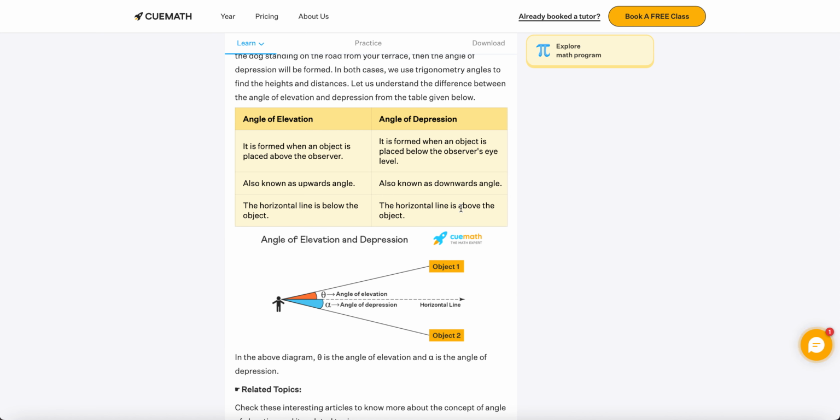The horizontal line is always above the object. It's always above the object. You can't have an angle of elevation or an angle of depression without that. So here are some images from official sources. Some of them are from QMath.